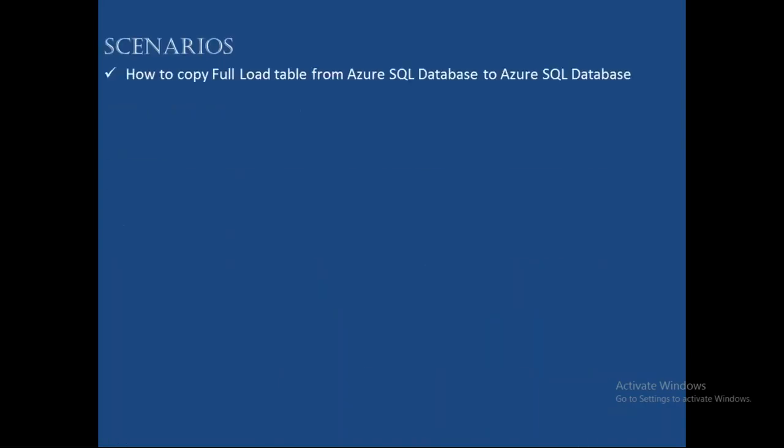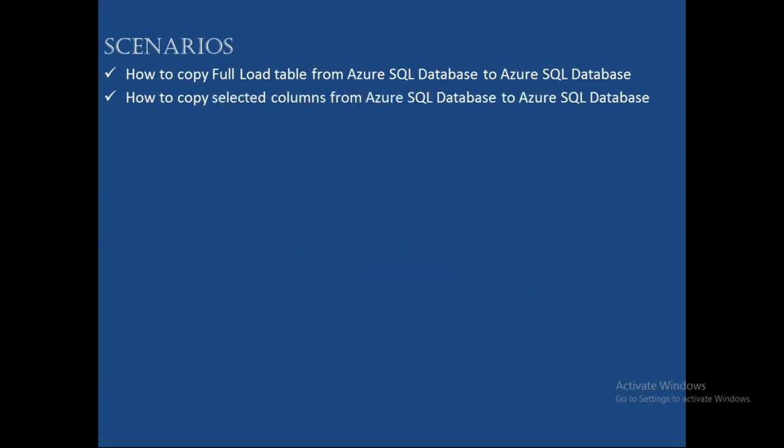Okay, fine. So let's see the scenarios, friends. The first scenario is how to copy a full load table from Azure SQL database to Azure SQL database. Suppose I have a table in my Azure SQL database. If it has just 10 records, I want to copy 10 records. If I have 1 million records, I want to copy 1 million records. Full load means the entire data in my Azure SQL database I need to copy into another table or another storage. Today we are going to read a customer table and load it into a customer one table, from one table to another.